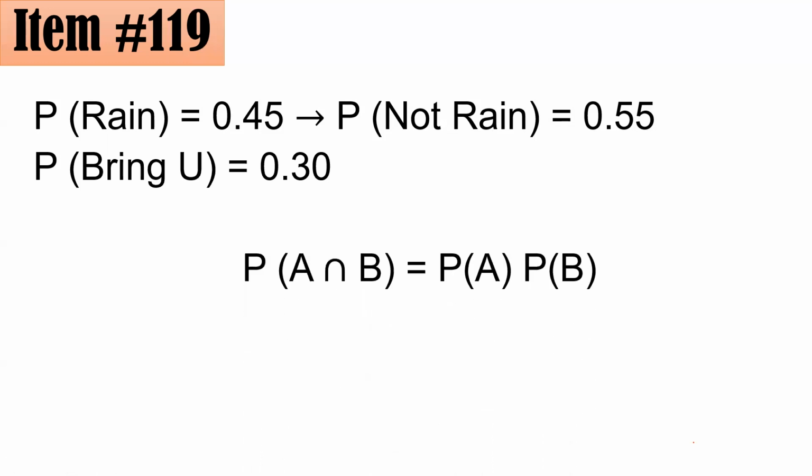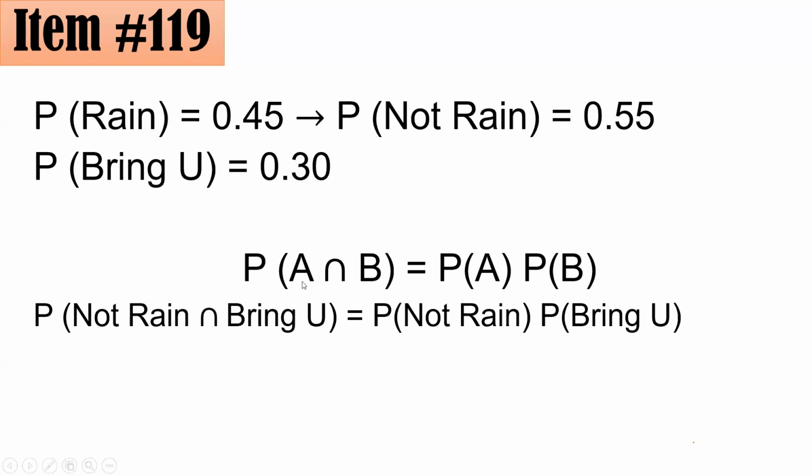And remember, for the probability of these two events, if you have the probability of A intersection B or the probability of A and B, it's actually equal to the product of the probabilities of A and the probability of B. At dahil dyan, if I let A to be the probability it will not rain, and the probability it will not rain, and I will bring an umbrella.